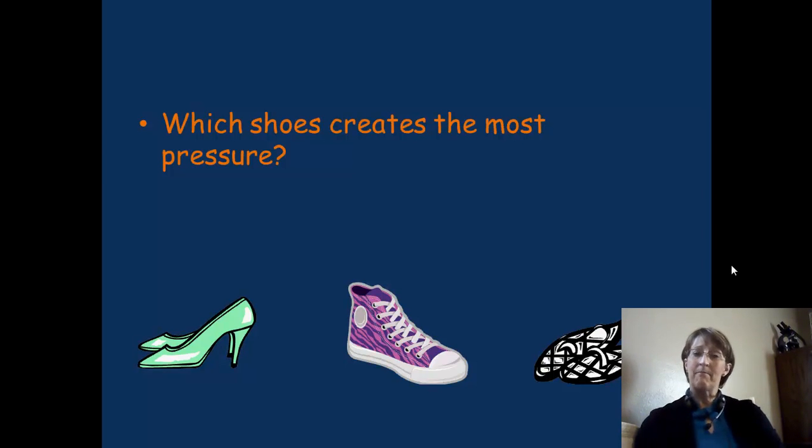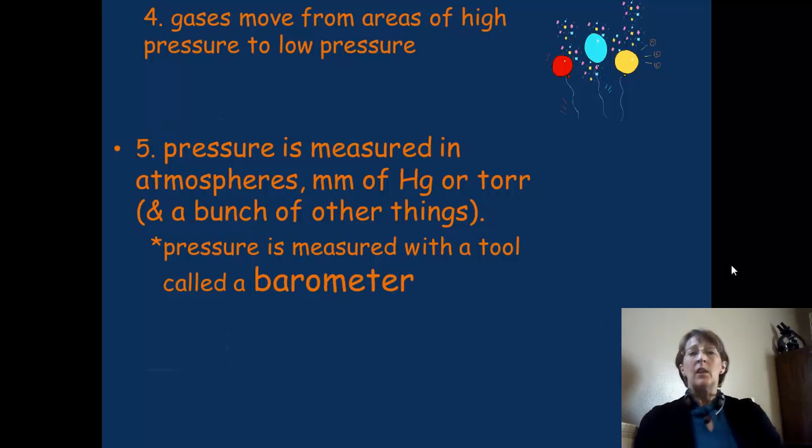Okay, number 4, gases move from areas of high pressure to areas of low pressure. Always. They're always going to move. It's similar to diffusion. Diffusion is movement of molecules from an area of greater concentration to lesser concentration. And you have the same basic thing going on here. Gas molecules move from an area of high pressure to an area of low pressure. Pressure is measured in atmospheres, millimeters of mercury, or torr. It's got several other things it's measured in too. And we use a tool called the barometer to measure the air pressure.